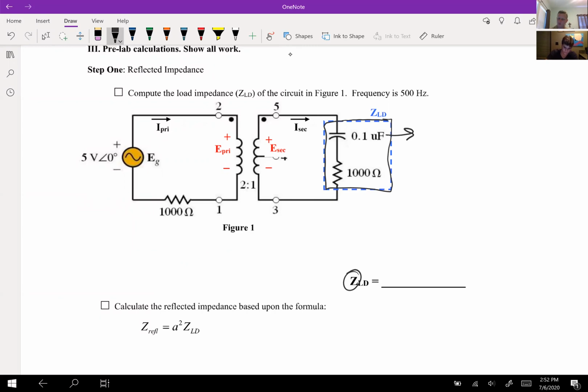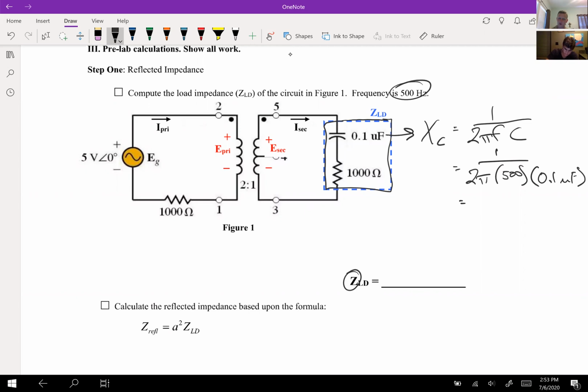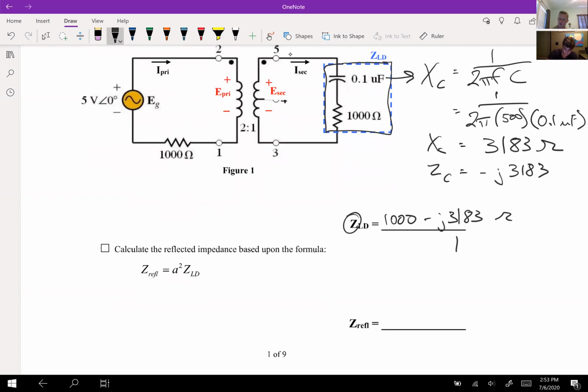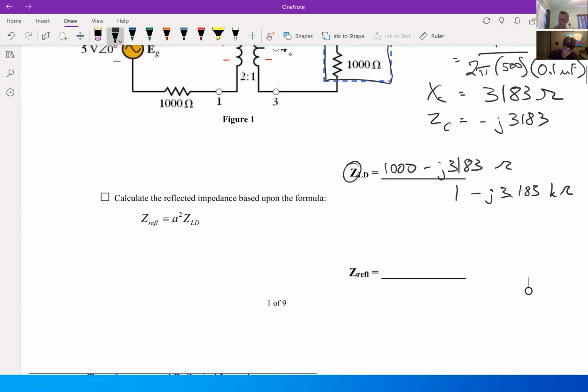So the first step is to solve for XC, which is 1 over 2 pi FC. The frequency F is 500, and C is 0.1 microfarads, and it comes out to 3183 ohms. That is the X of C. So the Z of the C would be negative J 3183, because it's a capacitor. So this total Z load would be 1,000 minus J 3183. In engineering units, it would be 1 minus J 3.183 kilo ohms, but when you're writing the thousands, it's okay to stick with the 1.